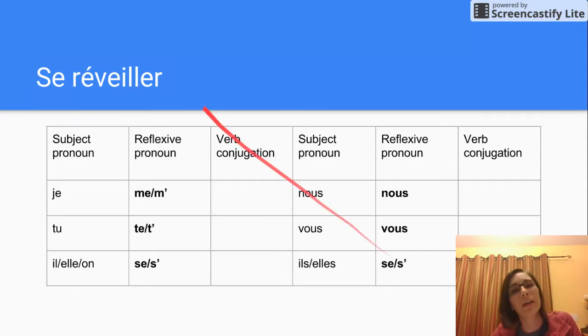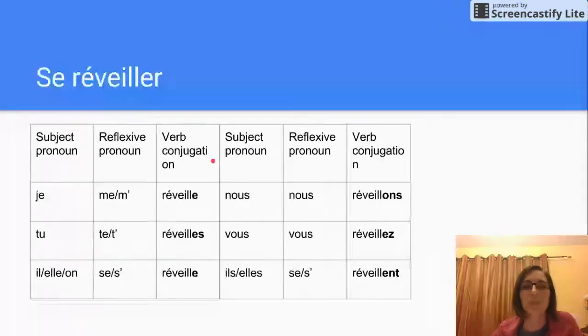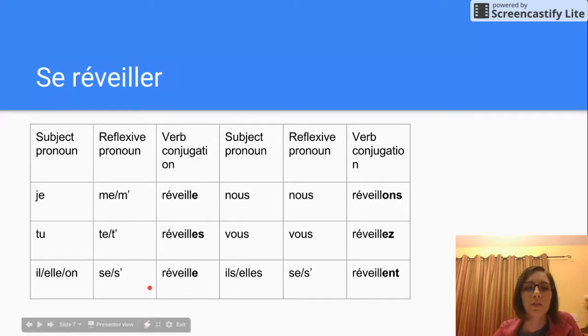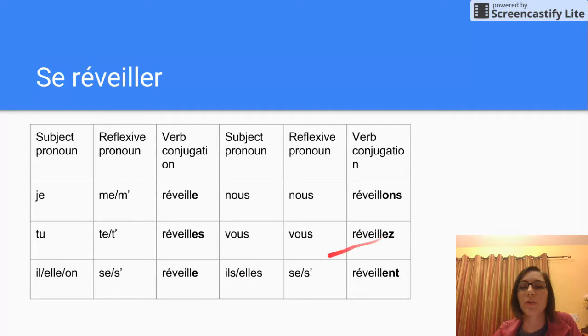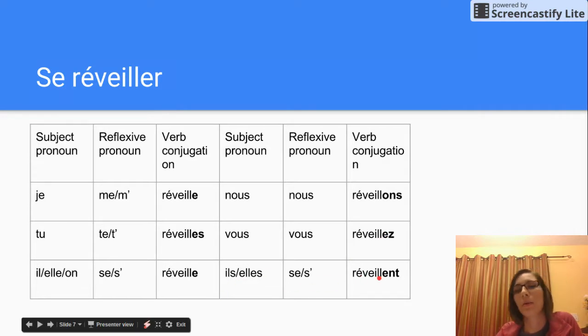Now for réveiller, réveiller is a regular ER verb. So we'll drop our ER and add our appropriate endings, and that will get us our verb conjugation. So we have je me réveille, I wake myself up. Tu te réveilles, you wake yourself up. Il se réveille, elle se réveille, on se réveille. He, she, or one wakes him or herself up. Nous nous réveillons, we wake ourselves up. Vous vous réveillez, you wake yourselves up. Ils se réveillent, they wake themselves up. Elles se réveillent, they wake themselves up.